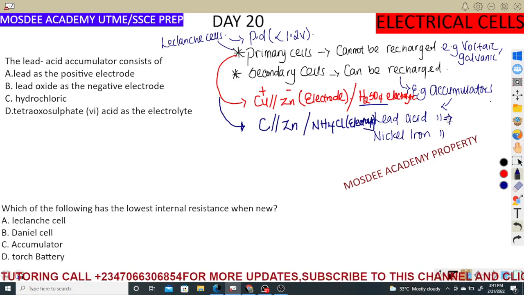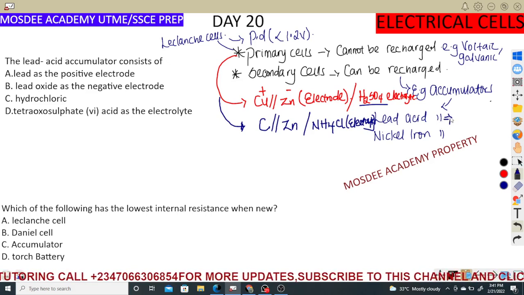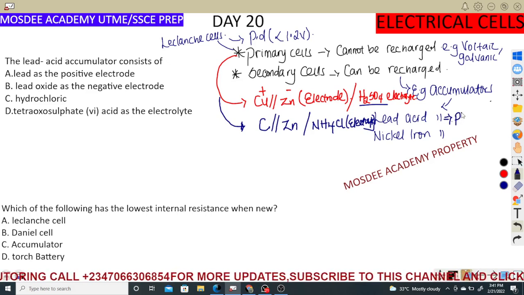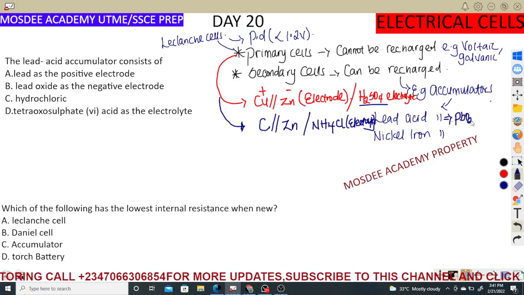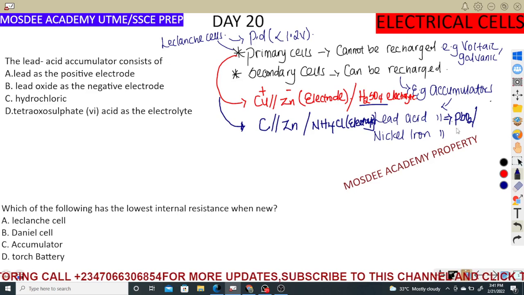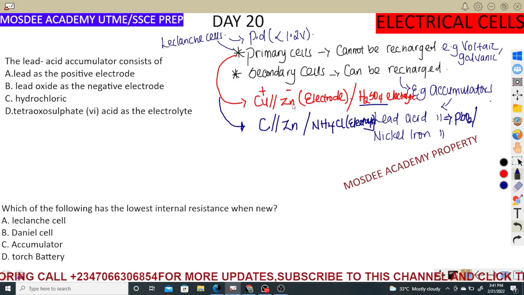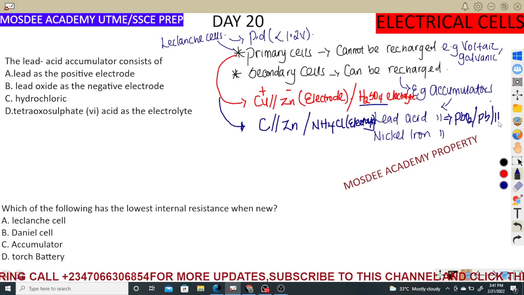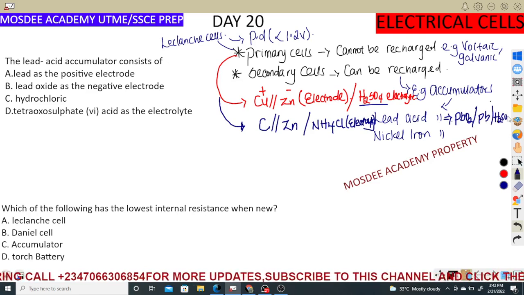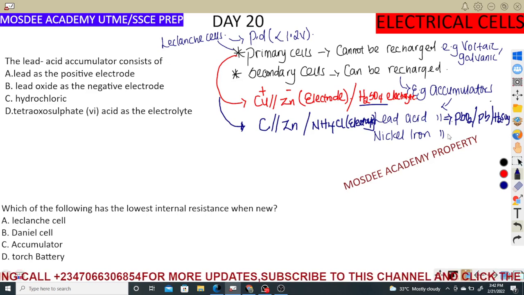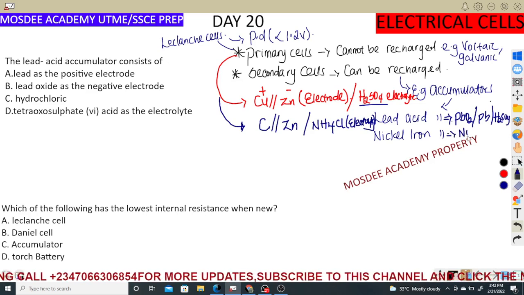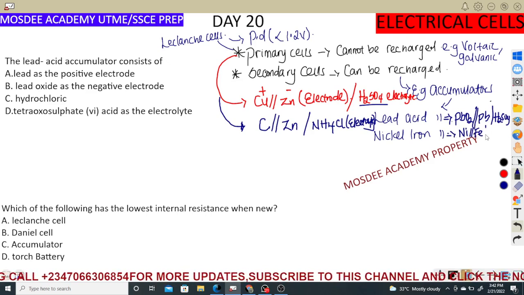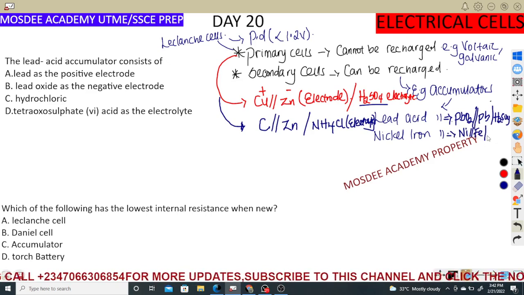Now, the positive anode for the lead acid accumulator contains lead dioxide, PbO2. And the negative cathode contains what? Lead, which is dipped in what? H2SO4. Whereas nickel iron, you can see from the name, nickel slash iron, is dipped in what? Alkaline. Any alkaline you can talk about.